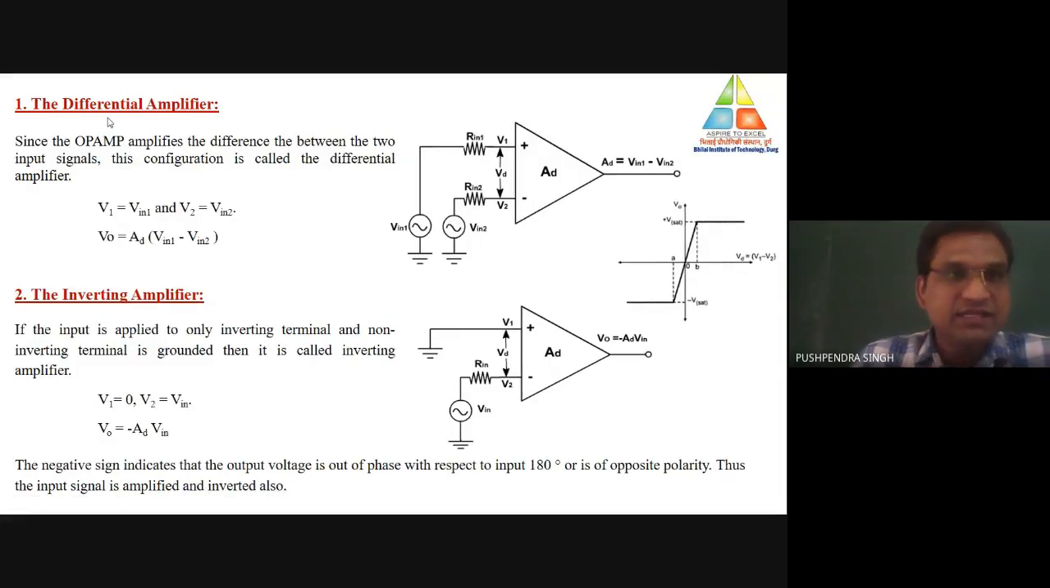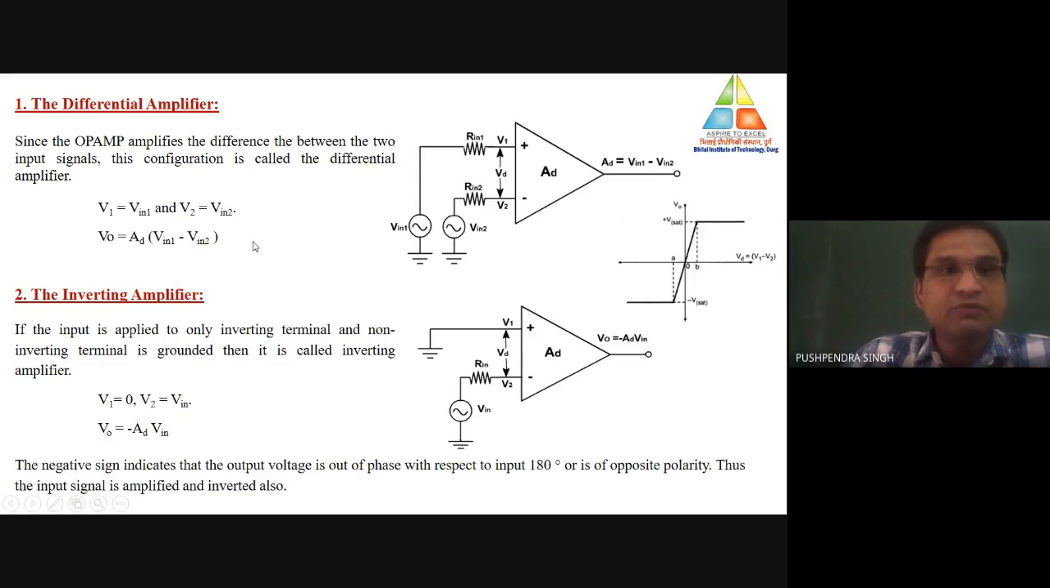The first one is the differential amplifier. In case of differential amplifier, as I told you, it is an operational amplifier circuit which is used to produce the difference of two input signals. So here the value of V0 is equal to what?